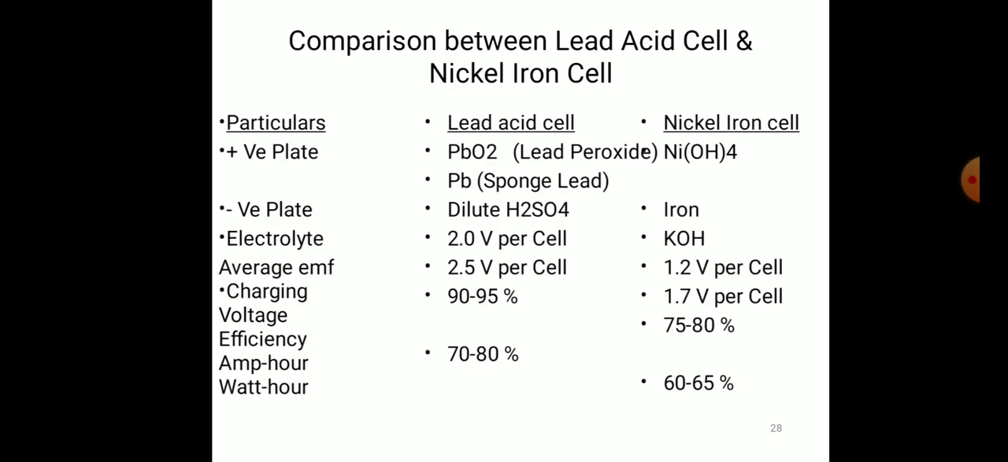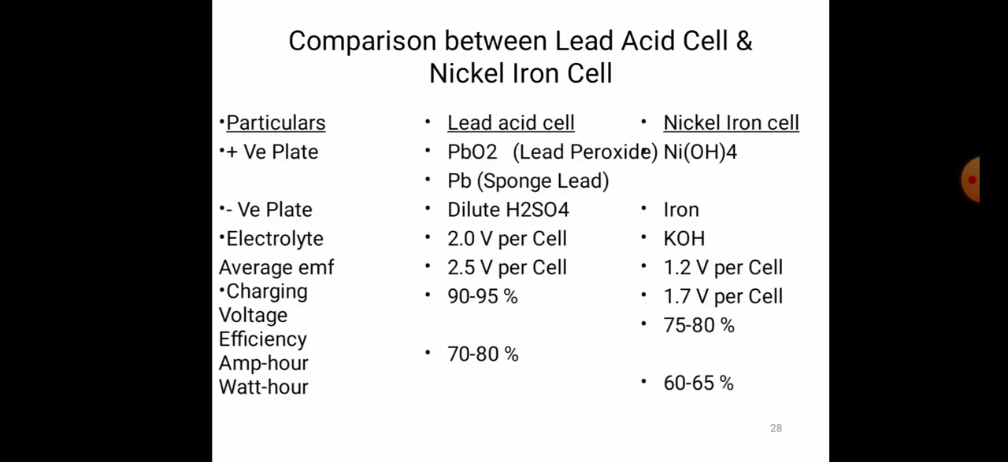Next, coming to the electrolyte. What type of electrolyte are you using in your batteries? In the lead acid cell it is 2.0 volts per cell. Here in the nickel iron cell we are using potassium hydroxide. The average EMF is 2.5 volts per cell for the lead acid and 1.2 volts per cell for the nickel iron.